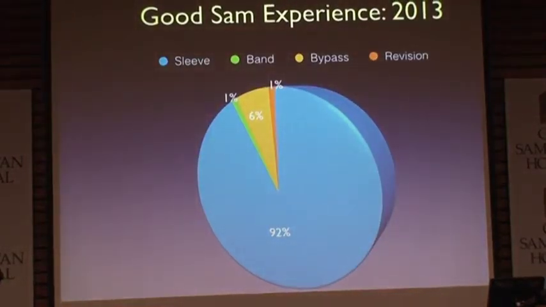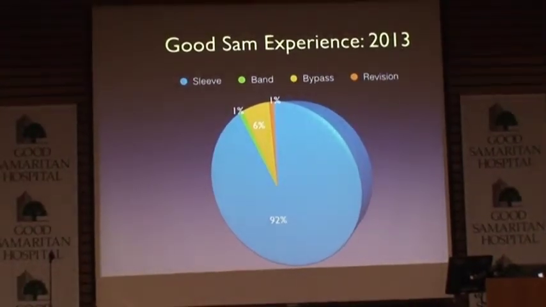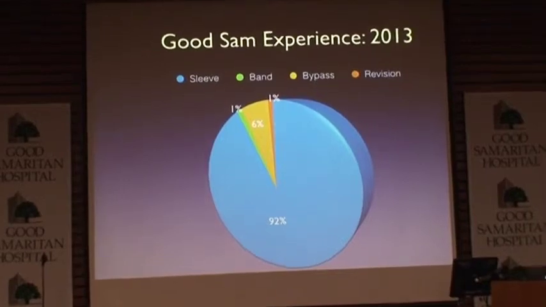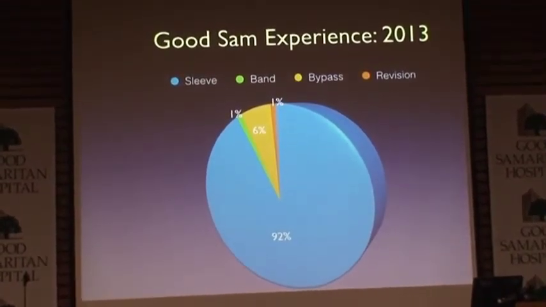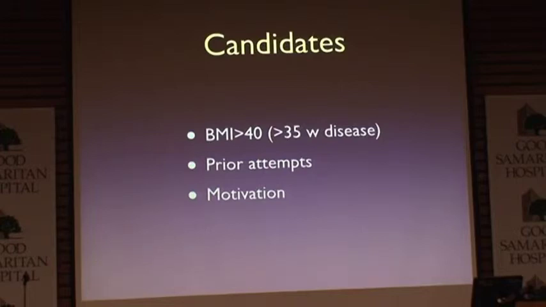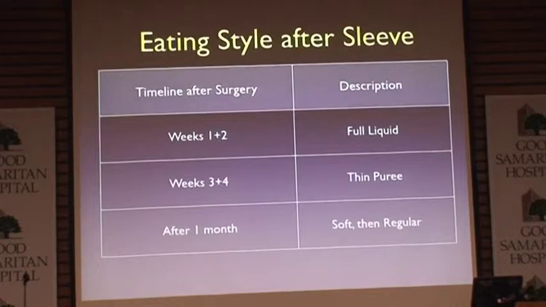Just to show you what proportion of patients get what, this is 2013 data. Over 90% of the procedures are now sleeve gastrectomy. I think 2014 data is close, about 80-some percent, 85% plus. We offer this to patients who have a body mass index of at least 35, and obviously with prior attempts and desire to lose weight and motivation.